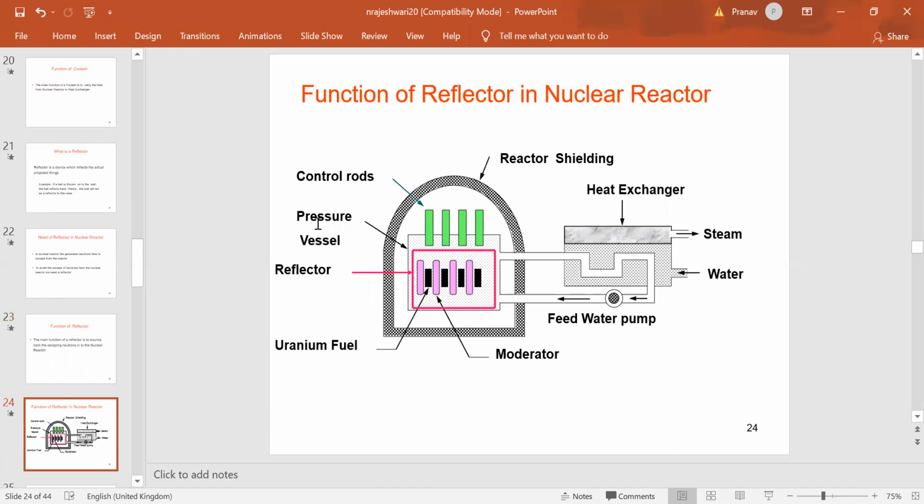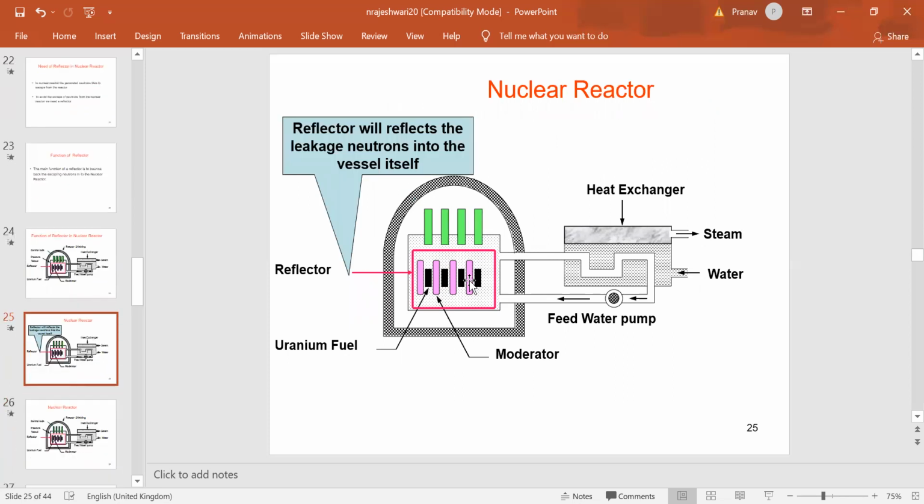The main function of the reflector in a nuclear reactor is to reflect the excess neutrons. This is the reflector used in this vessel. If any neutrons escape from this area, this reflector will reflect the neutrons into this vessel only. This is the reflector functioning. So in this nuclear reactor, the reflector will reflect the leakage neutrons into the vessel itself.